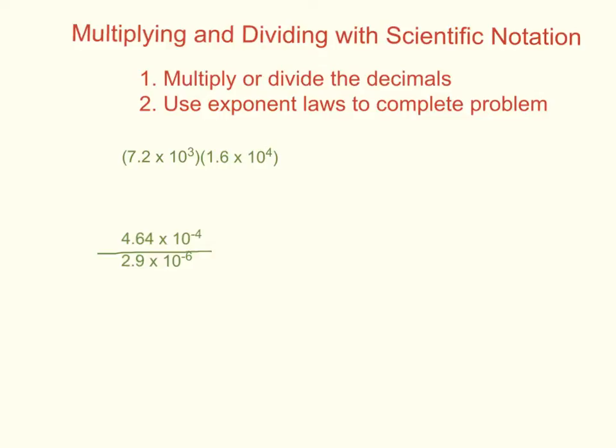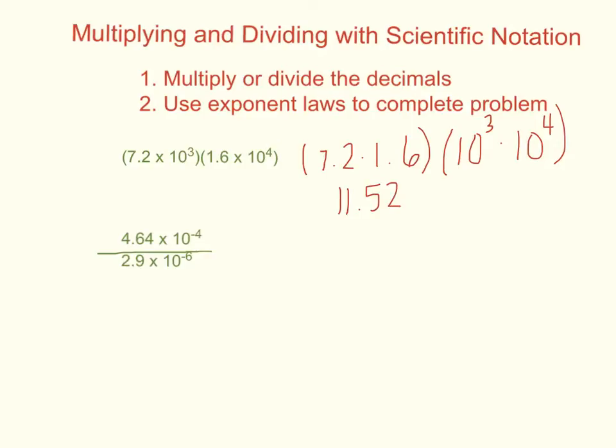So first we're just going to multiply or divide the decimals. The first example we're multiplying, so we're going to multiply just the decimals. That would be 7.2 times 1.6. What you do with your exponents is we're also going to multiply them: 10 to the third power times 10 to the fourth. So we kind of split them up into like terms. So 7.2 times 1.6 would be 11.52.